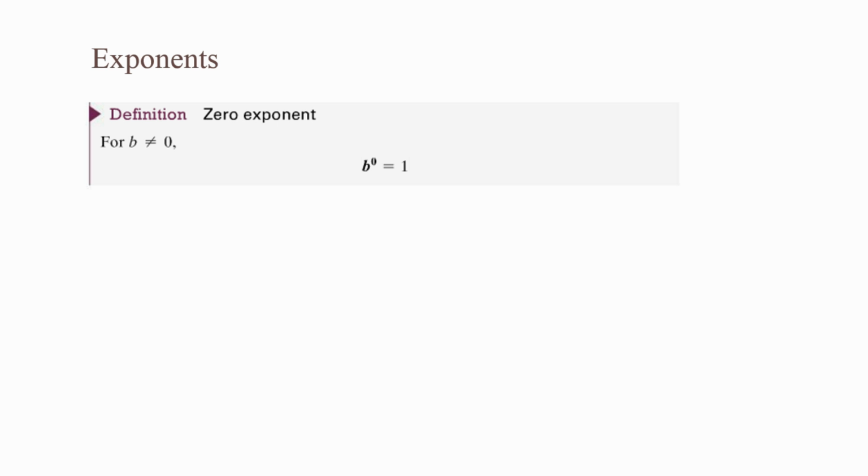Exponents. Definition: zero exponent. For b not equal to 0, b to the 0 power equals 1. So let's say you have x to the 3rd over x to the 3rd. If we were to reduce this fraction, I could cancel 1 pair, 2 pair, 3 pair of x's, which leaves us with an answer of 1.